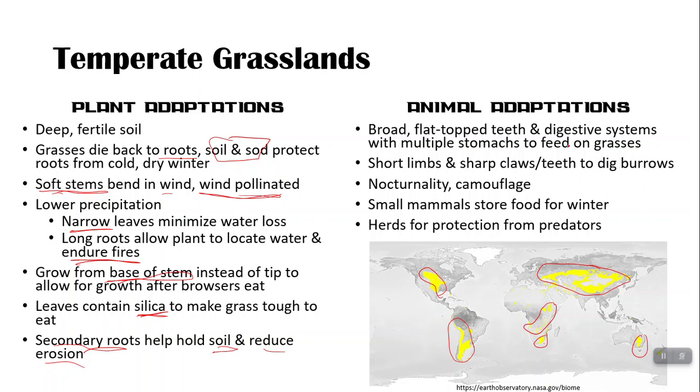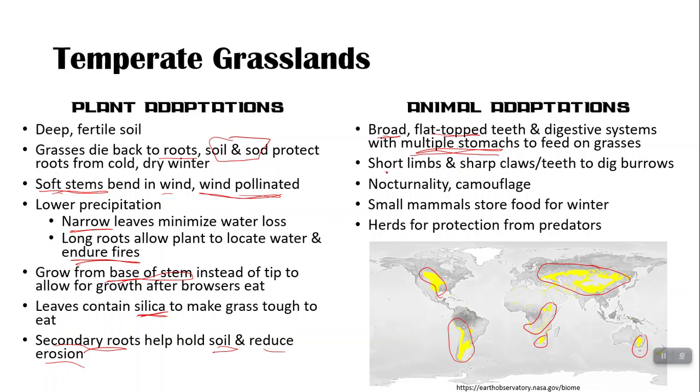Animal adaptations, a lot of them have to deal with trying to get that grass. So the animals that live there may have broad, flat-topped teeth to let them grind grass, and then they'll have digestive systems with specializations to let them feed on grass. For example, multiple stomachs. You may have heard about cows having multiple stomachs.